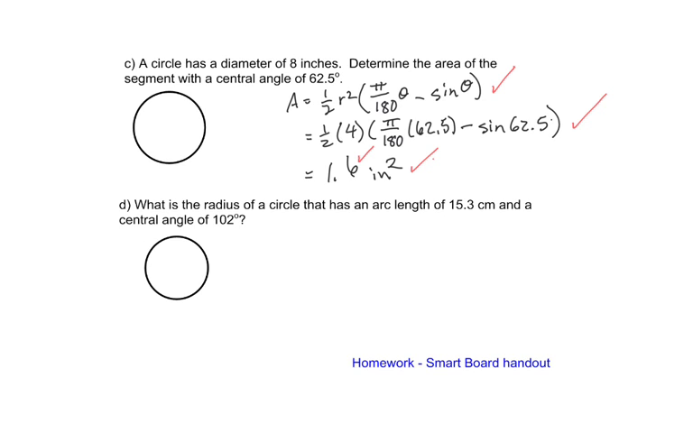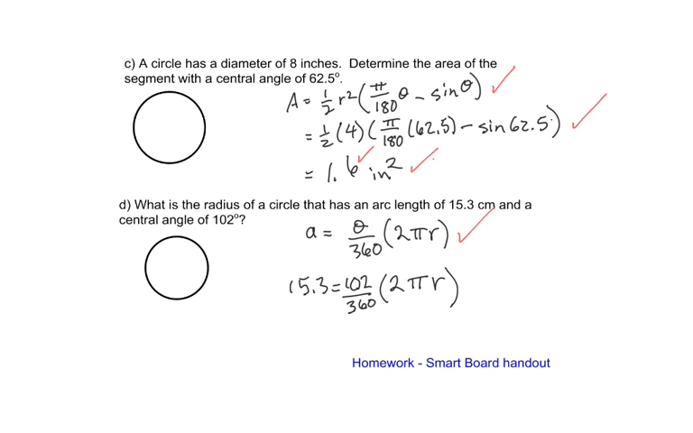This next equation requires you to do some solving for either r or theta. So let's just go over this. What is the radius of a circle that has an arc length of 15.3 centimeters and a central angle of 102 degrees? You'll clearly get a mark just for the equation. Now we're going to do the substitutions, and then we'll figure out which variable we have to solve for. In this case, we've got 15.3 is equal to 102 divided by 360 times 2 pi r. We don't know what r is.